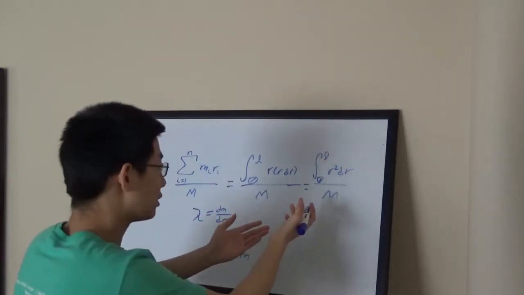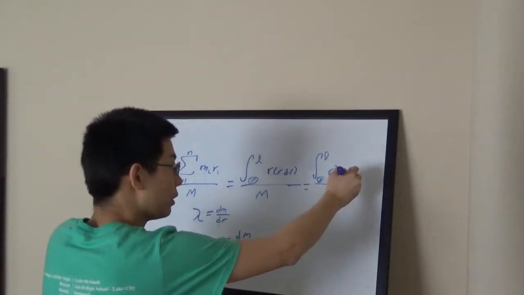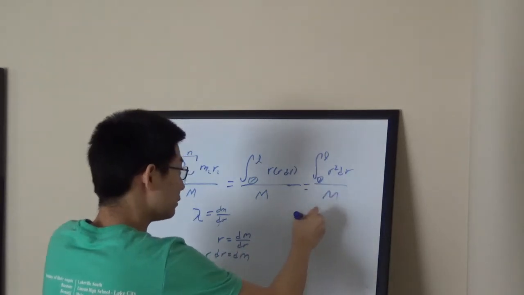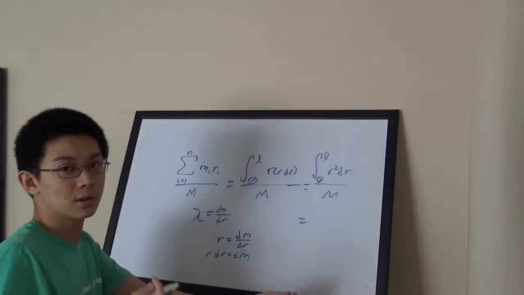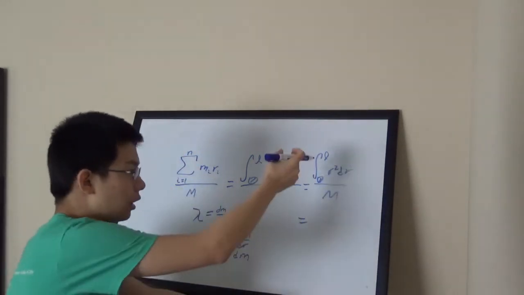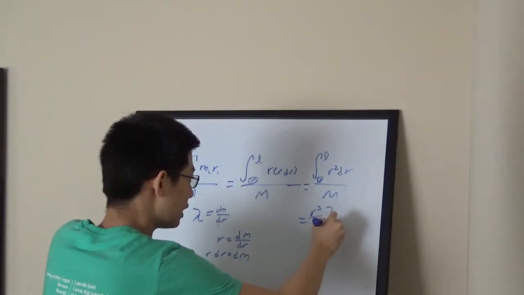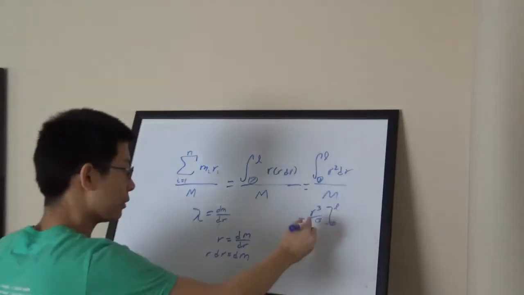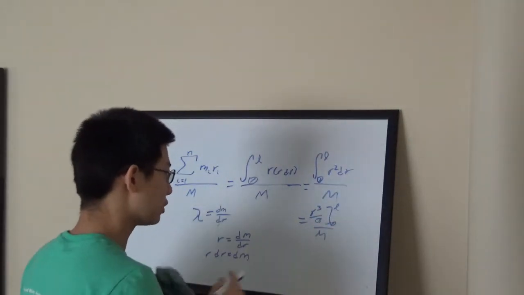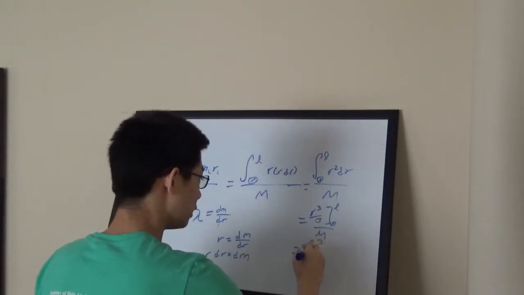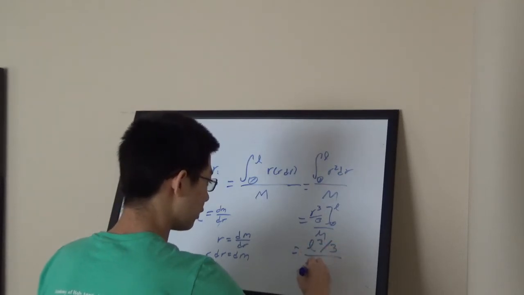Okay, so all we have to do now is integrate the top, and we get the integral of r squared, right? That's r cubed over 3. And then our bounds of integration are from 0 to L, so r cubed over 3 from 0 to L. So we just plug in L, but we've got to keep our M. So what do we get? We get L cubed over 3, the whole thing divided by M.